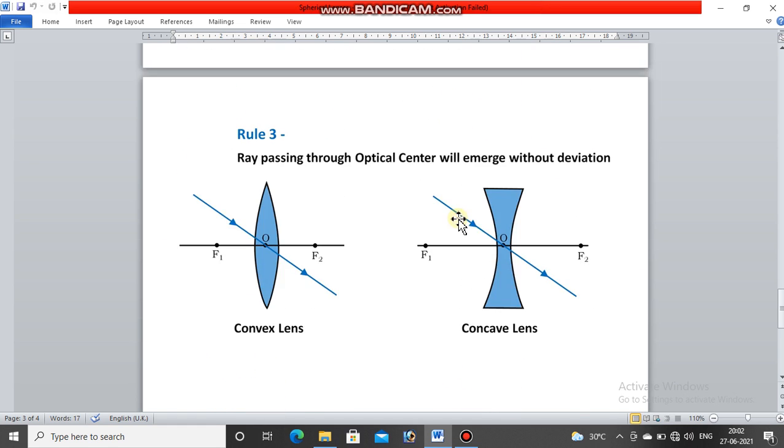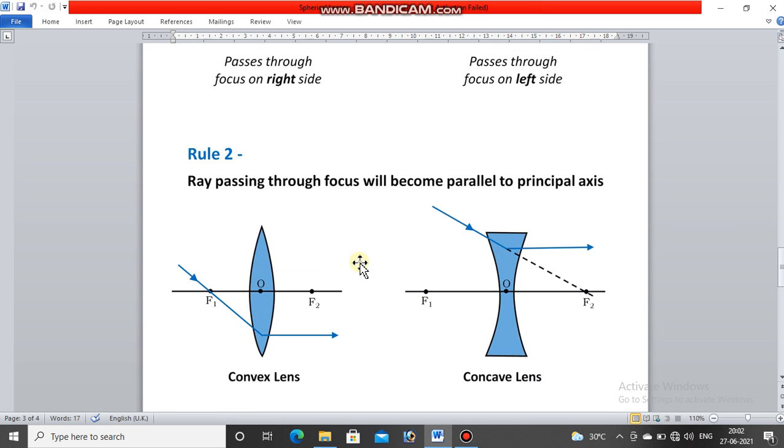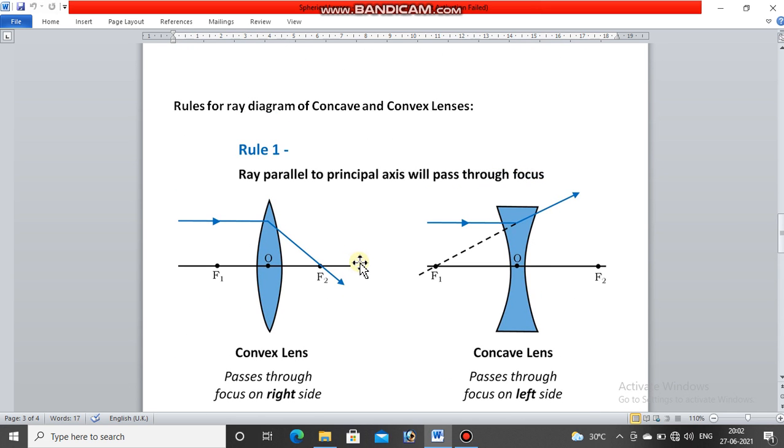And next we will move to the third rule: if a light ray passes through the optical center, it will go without any deviation. So if a light ray is going through the optical center, after refraction there will not be any change of path. It will go straight as it was going. So these are the three rules that we need to use while drawing the ray diagrams for both concave and convex lenses.